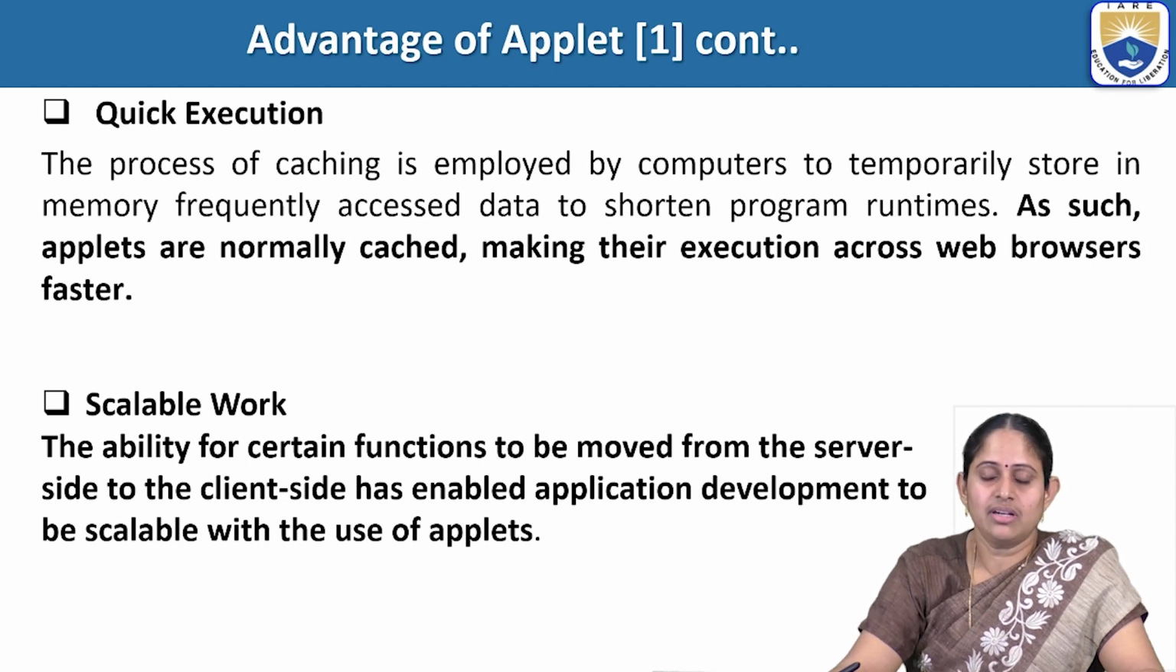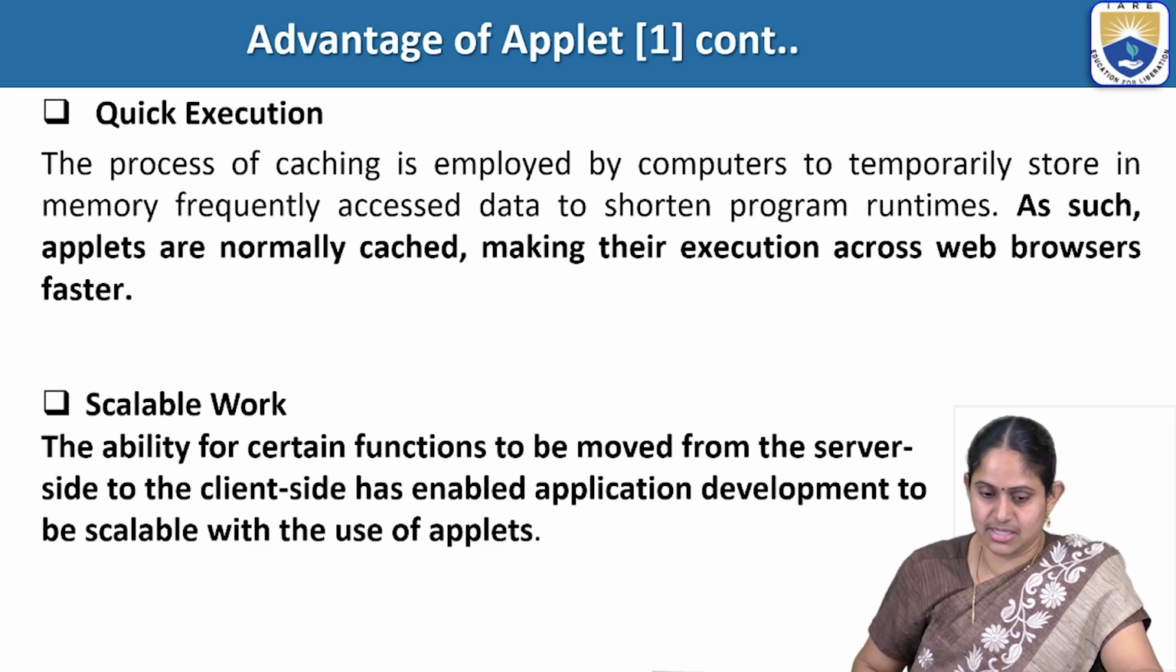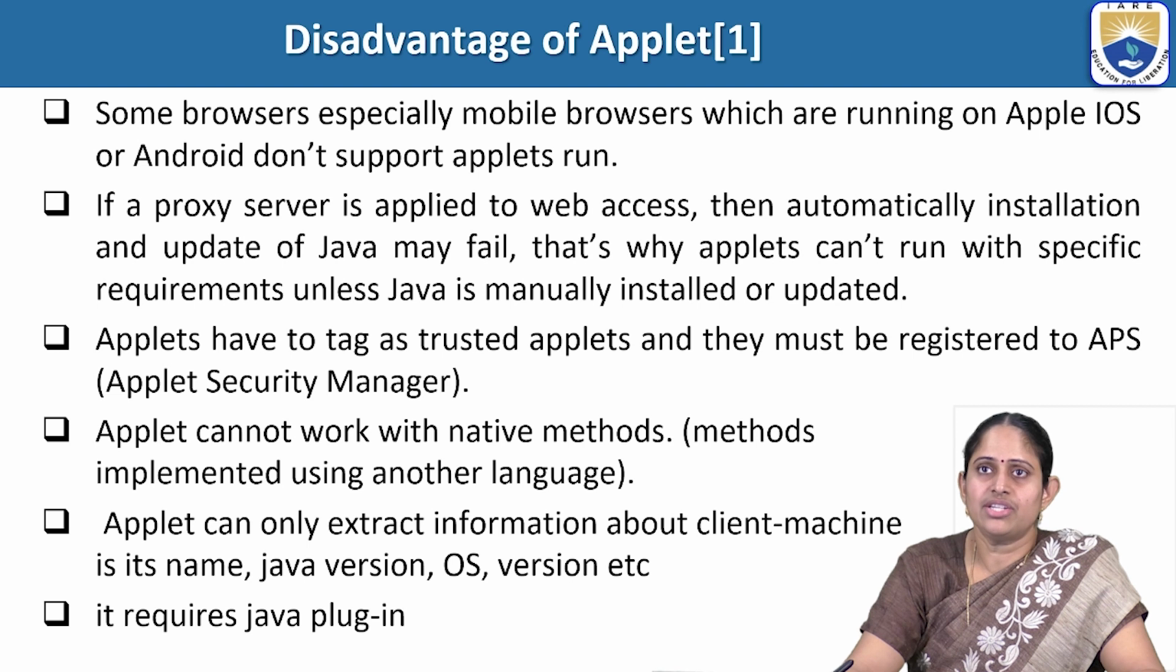Next is scalability. The ability for certain functions to be moved from the server side to the client side has enabled application development to be scalable with the use of applets. Disadvantages of applets. Some browsers, especially mobile browsers running on iOS or Android, don't support running applets. If a proxy server is applied to web access, then automatic installation and update of Java may fail. That's why applets can't run with specific requirements unless Java is manually installed or updated.